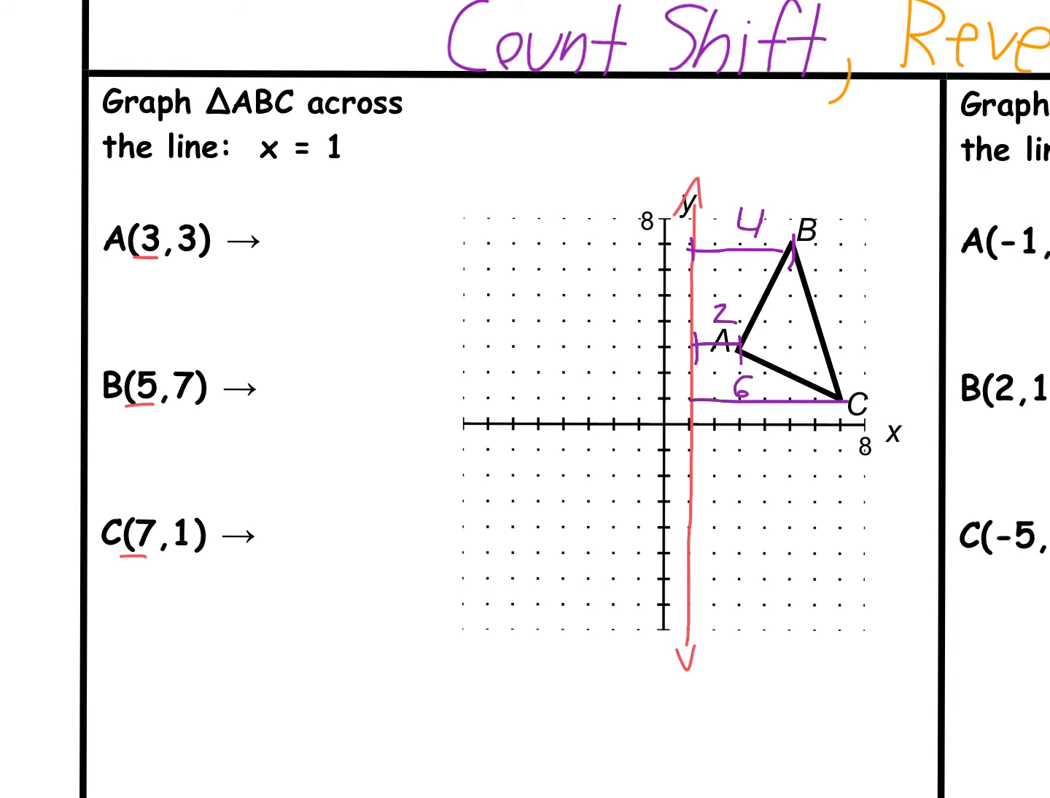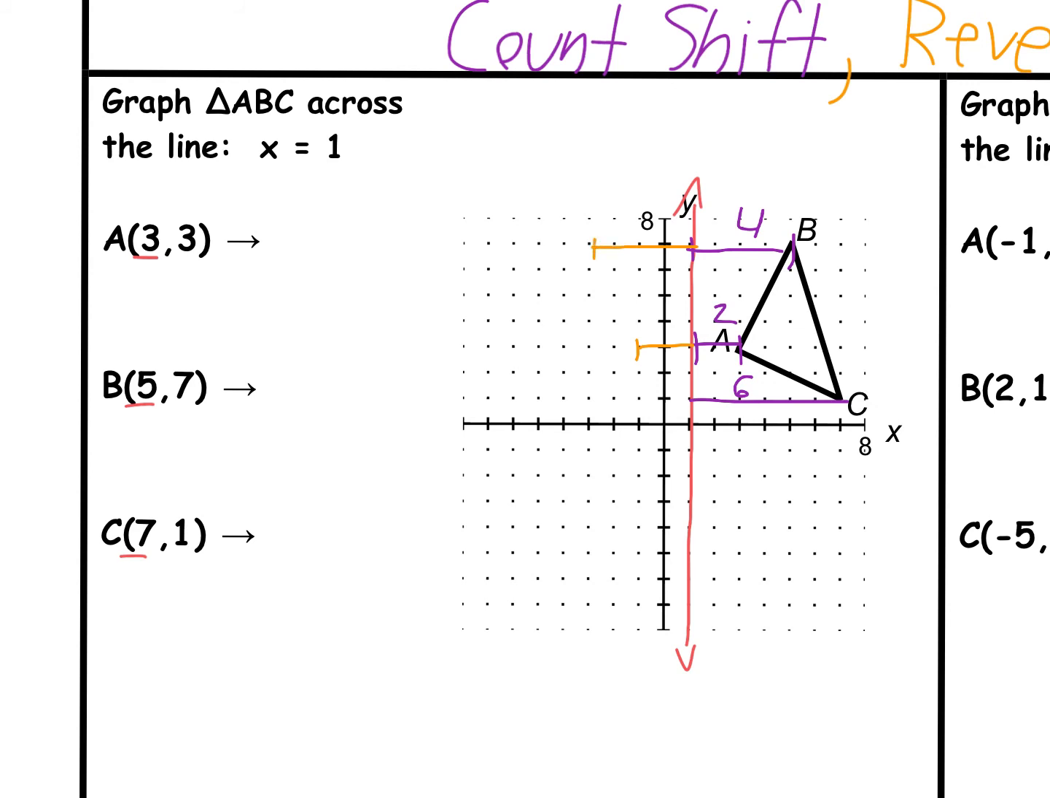Now I'm going to reverse shift. My y coordinates aren't going to change, my x coordinates are. Because I know that my A value is 2 units to the right of my line, I'm going to keep the same y unit, but go 2 units to the left from my line of reflection. So 1, 2 units. For B, I went 4 units to the right, so now I'm going to go 4 units to the left. 1, 2, 3, 4.